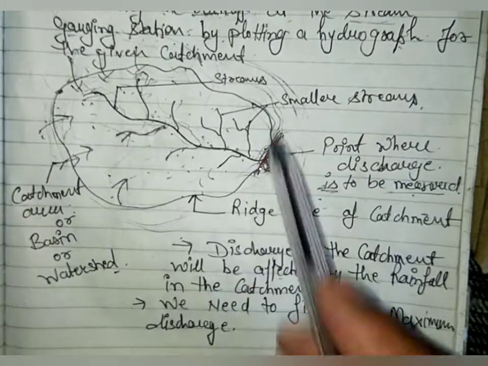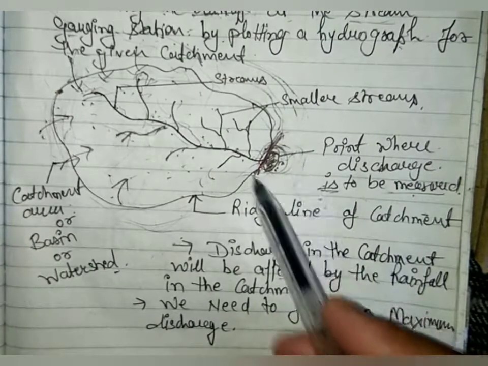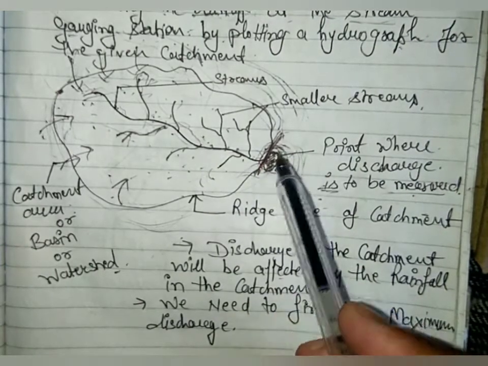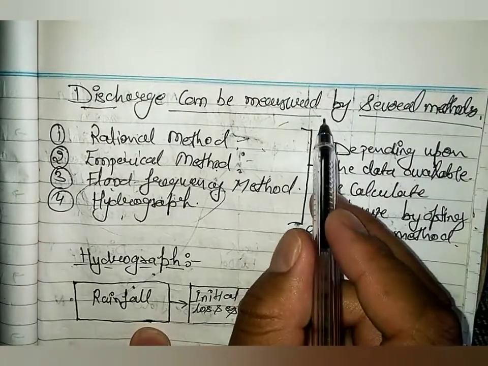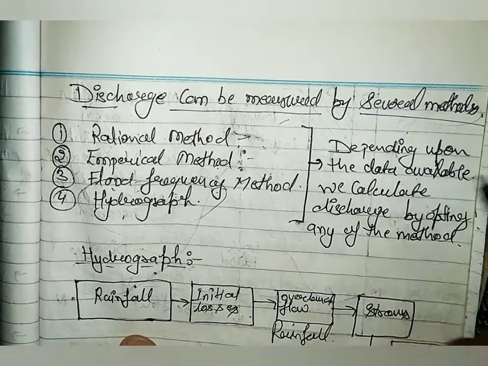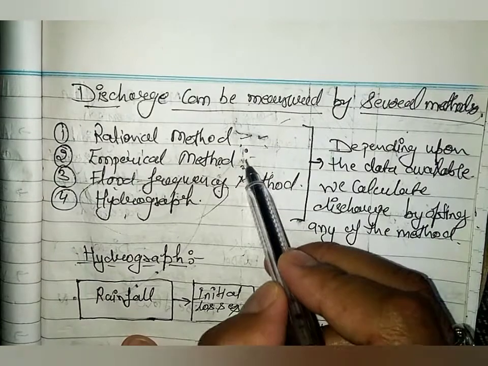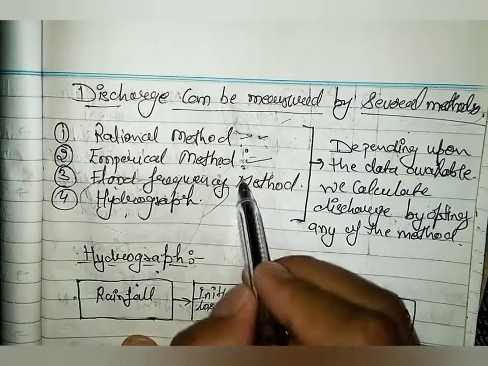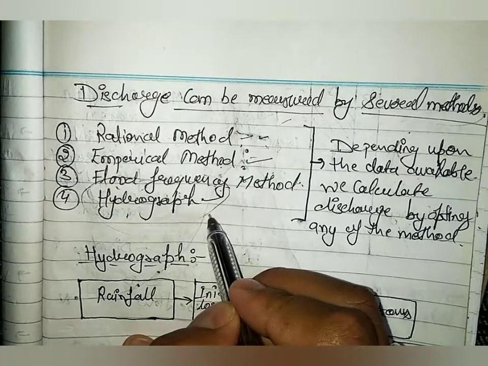So there are various methods by which we can calculate the discharge at this final point. Okay, now the discharge can be measured by several methods. We have different methods to calculate the discharge. There is a rational method, there is an empirical method, there is a flood frequency method, and we have a hydrograph method.